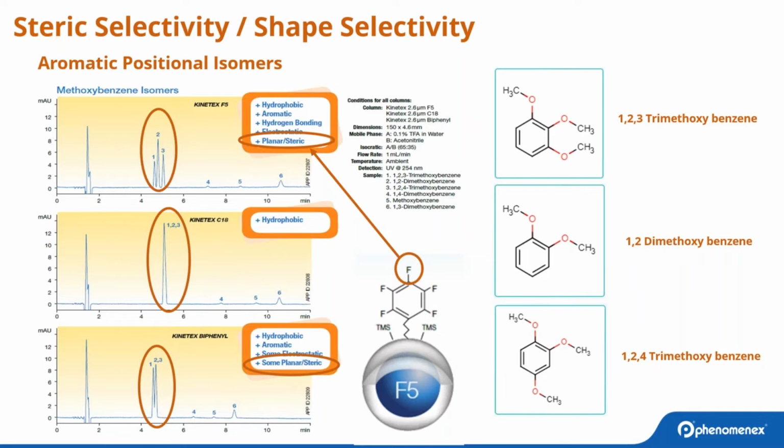So an example of steric selectivity: here we're looking at a biphenyl, a C8, and an F5. We're looking at methoxybenzene isomers, and you can see 3 of the isomers here. We didn't list all of them, but the F5 will give planar and steric differences where the Kinetex C8 won't, so you just see one peak for the 3 analytes. The Kinetex biphenyl provides a little bit of steric selectivity, right? But the F5 by far provides the most separation or resolution between the analytes. They're isomers, right? So they have the same chemical formula. It's just really their shape that's different.